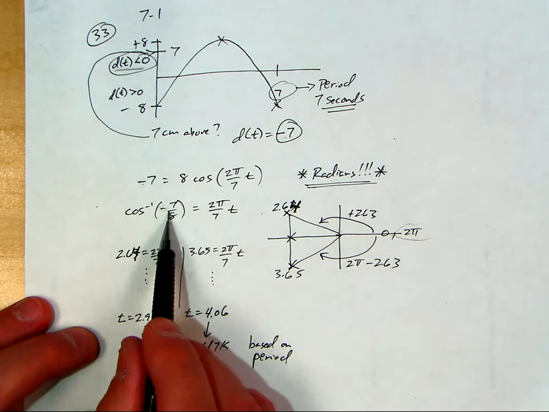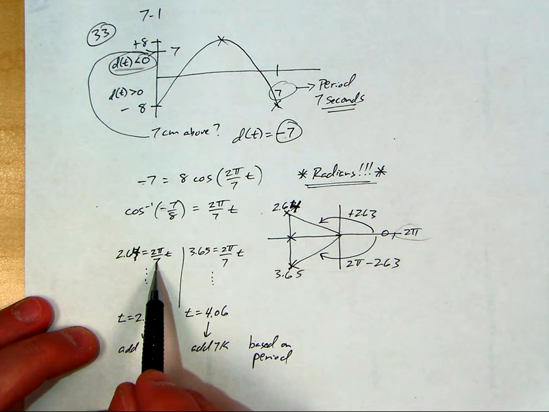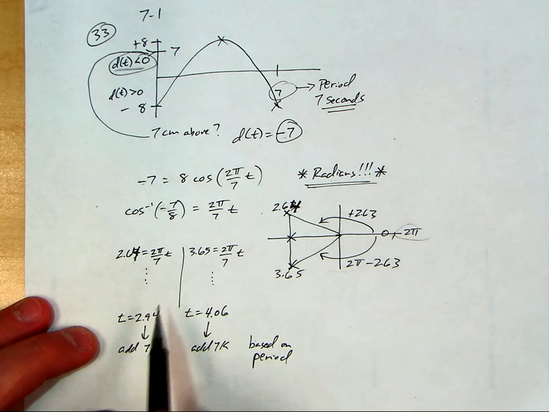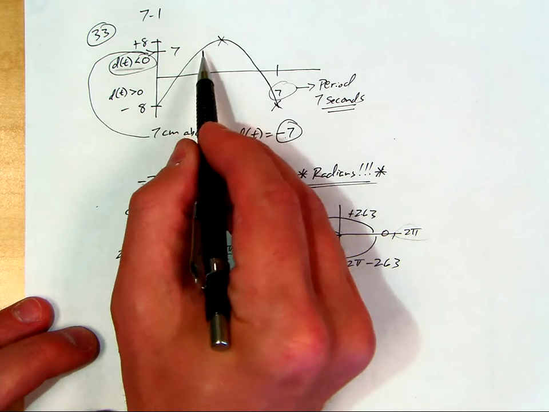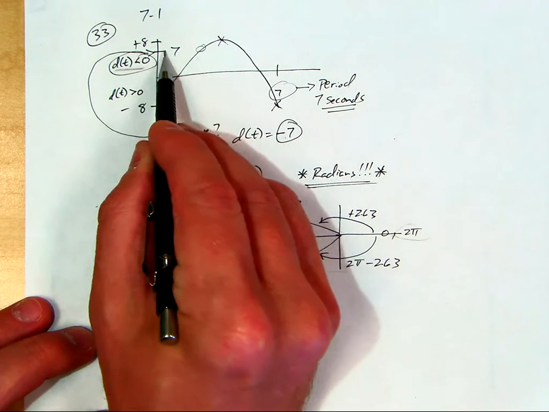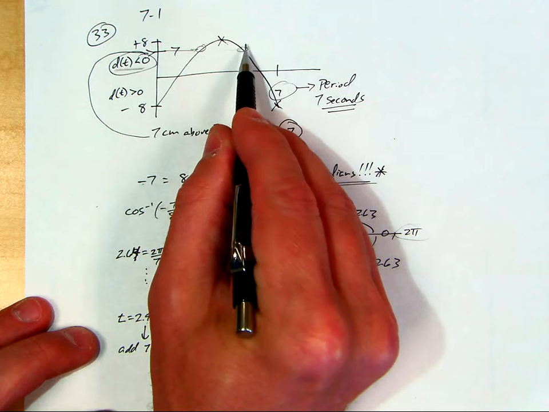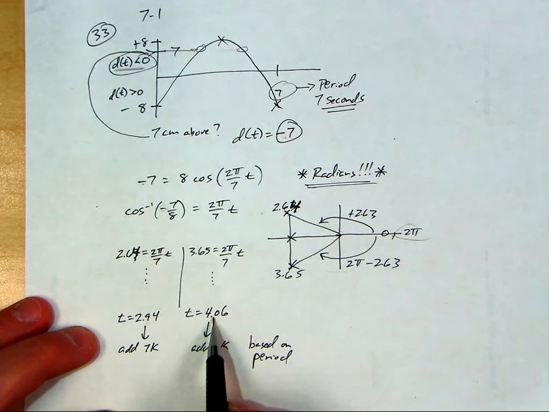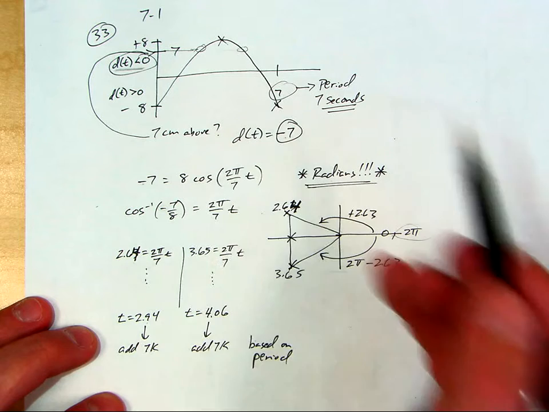Once you find out the cosine inverse is equal to this stuff, 2.64, do inverse operations: multiply by 7, divide by 2 pi. Boom. We've got the time is 2.94 seconds. So right there is 2.94 seconds, and then right there is 4.06 seconds. And this is the plus 2 pi n concept that we talked about in class. You add 7 times some number because the period is 7.